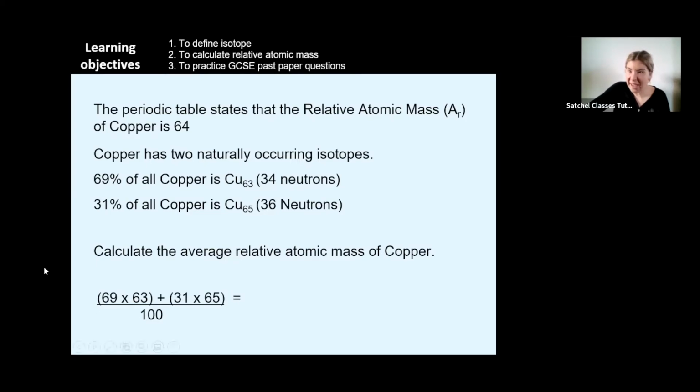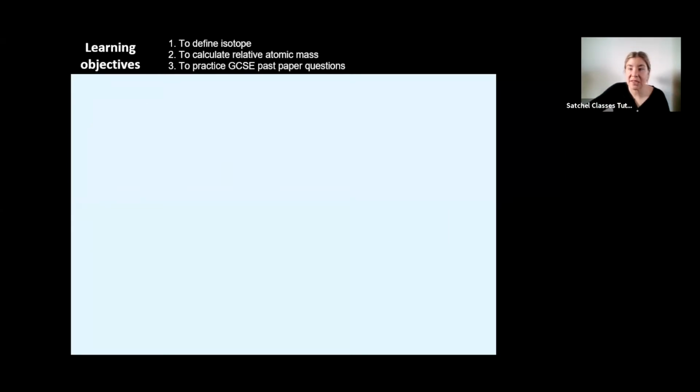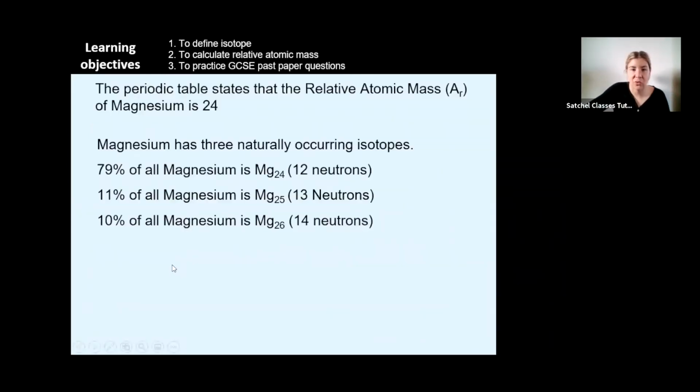Okay, again, it's getting easier now, hopefully, isn't it? You're getting used to the questions and how they phrase them. It's abundance times mass, or mass times abundance, it doesn't matter which way you do it, plus mass times abundance. I'm going to put that all into my calculator. I'm going to divide it by 100 and I get 63.6. Okay, 63.6 is the answer. Really well done if you got that correct. Let's try one more using this format.